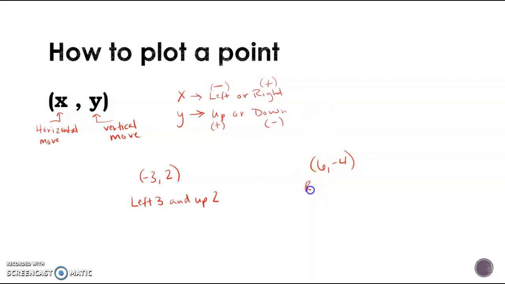We would go right, because our x value is our right or left. Right 6 and down 4. So let's actually get some practice in.